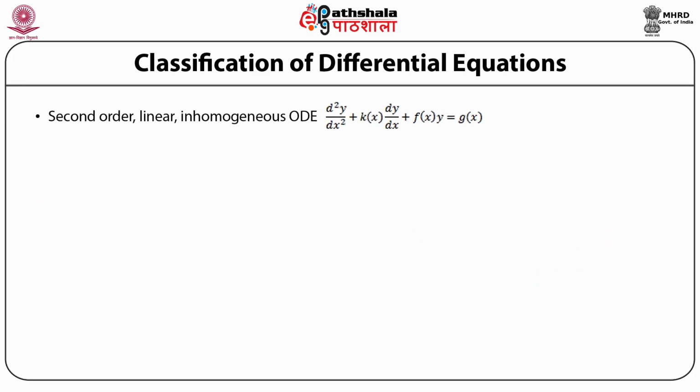A second order linear inhomogeneous ordinary differential equation can be written as a d2y/dx² plus k(x) dy/dx plus f(x) y is equal to g(x).